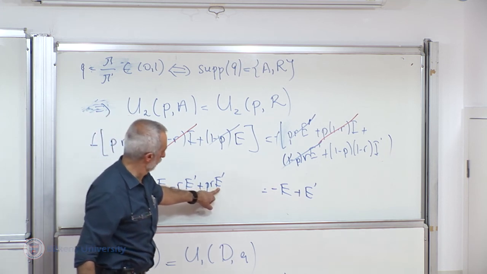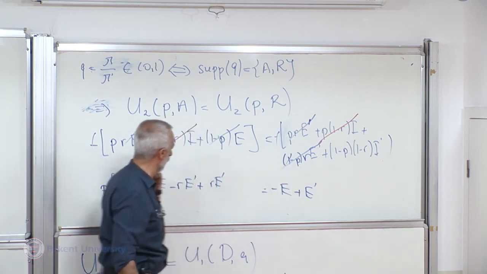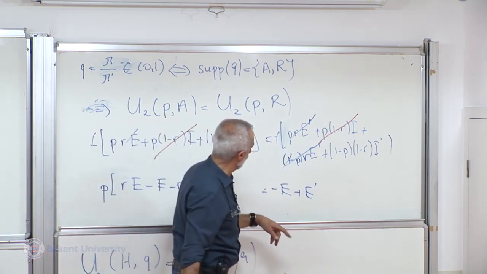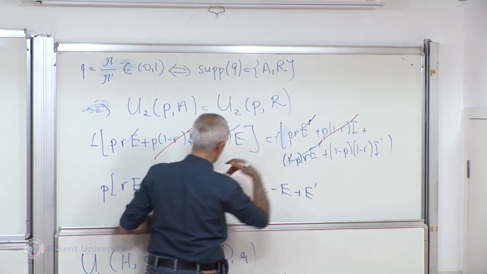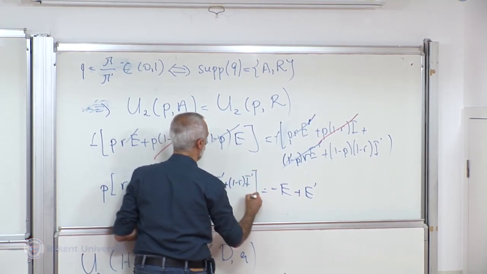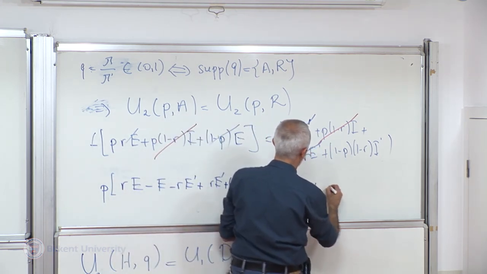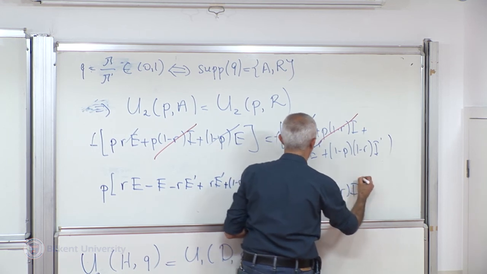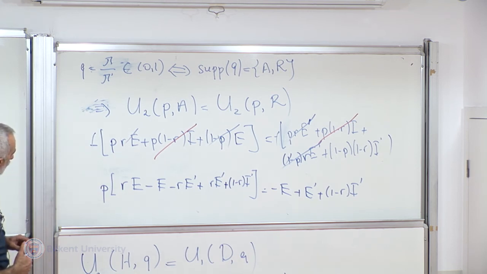You already factored out P, so you don't have to. Oh, yes, thank you. Okay, the P was factored out here. And then from here, minus becomes plus 1 minus R E prime. That's equal to plus 1 minus R E prime. Right? I hope I did not make any mistakes.